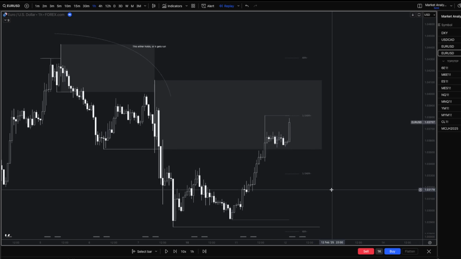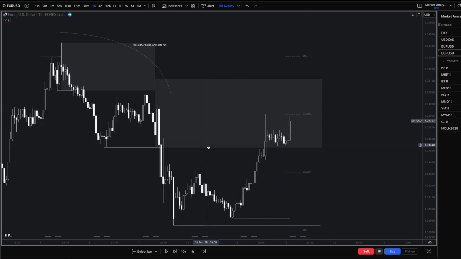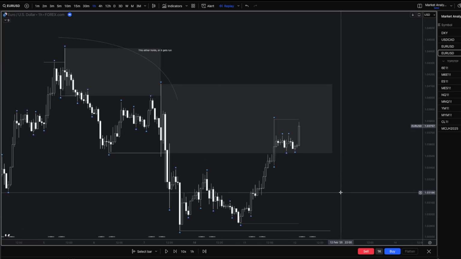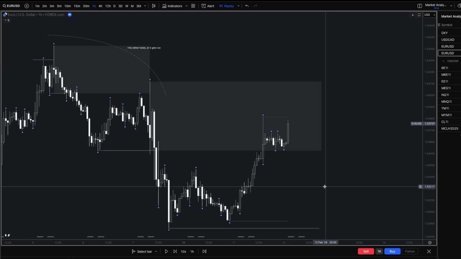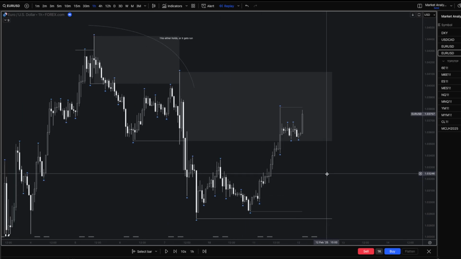If we have a look at this, I maybe want to just hide some of the tools that I'm using so that it doesn't get too cluttered. For now, I will show you in more depth why I use those tools and how they can really help you as a trader.